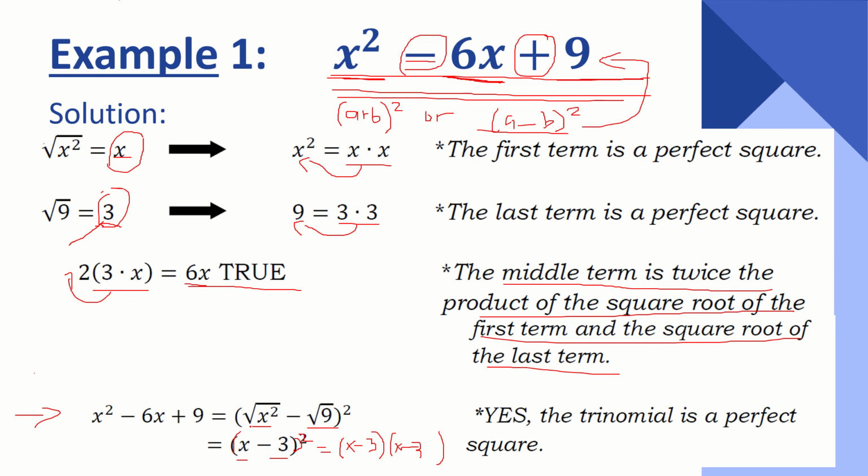What we really do is find the square root of the first term and the square root of the second term. We just depend on the operation that is used. Since minus is used here, we use minus. So, this is now the factored form of our perfect square trinomial x squared minus 6x plus 9. You can check the answer: x minus 3 times x minus 3 will result to x squared minus 6x plus 9.